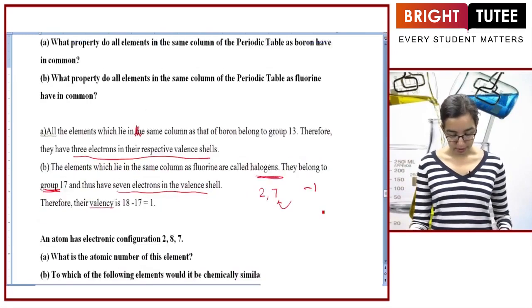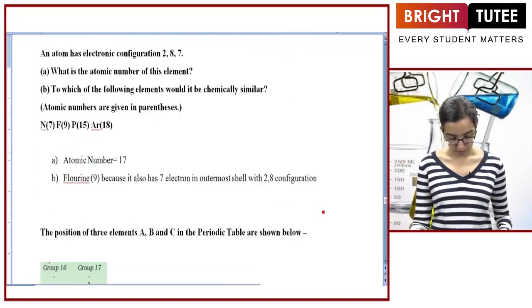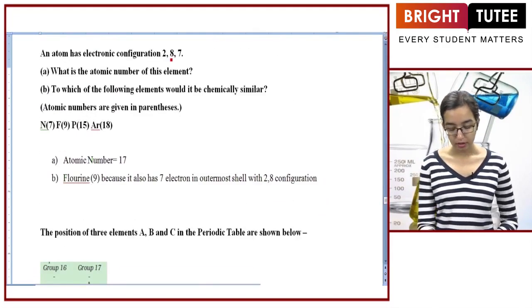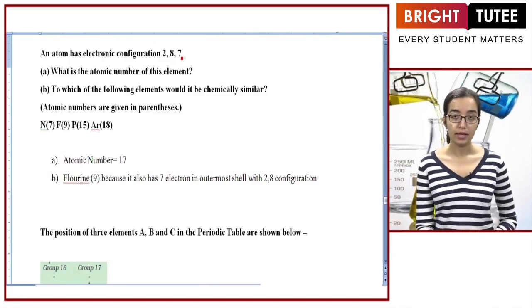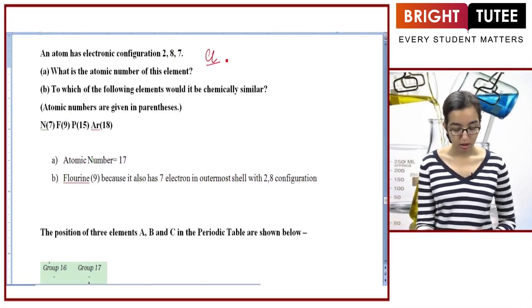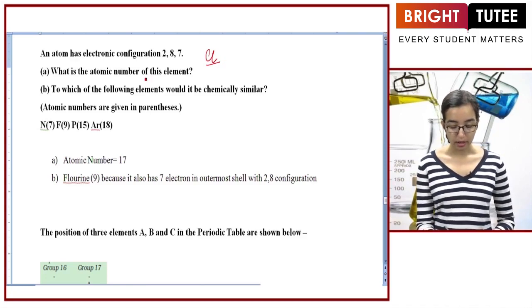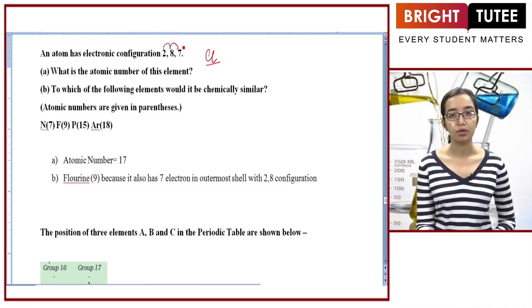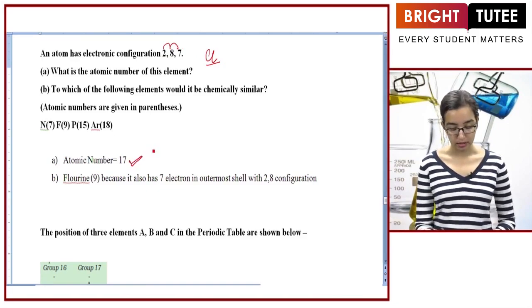Now let's move on to the next question. An atom has configuration 2, 8, 7. Since it has configuration 2, 8, 7, the total becomes 17. Now can you identify the element? The element is chlorine. What is the atomic number? Atomic number simply is by adding these numbers. So 2 plus 8, 10, 10 plus 7, 17. So the atomic number is 17.